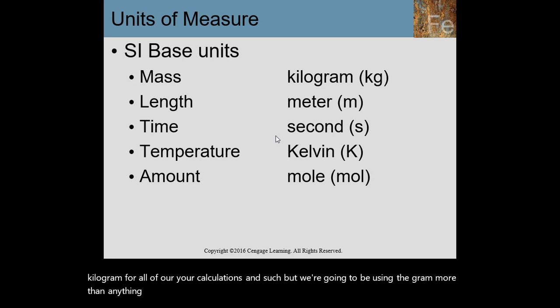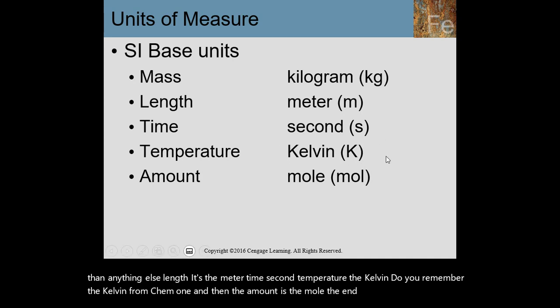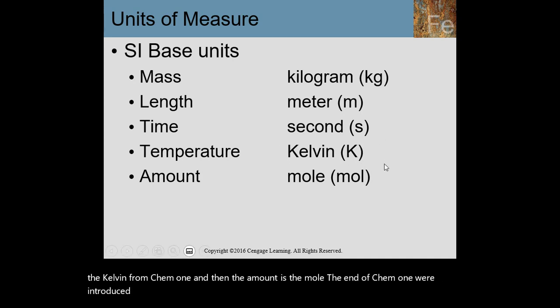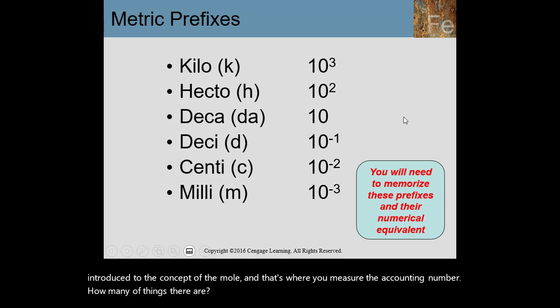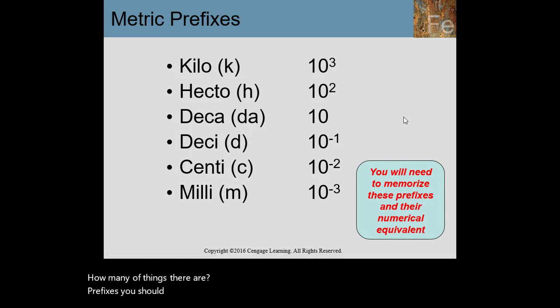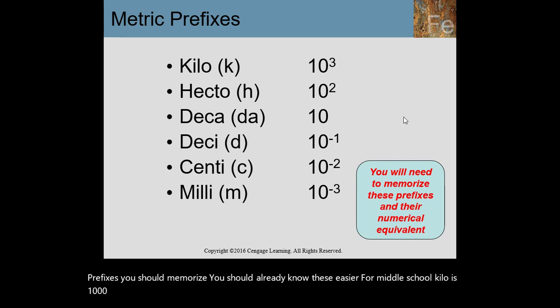Length, it's the meter. Time, second. Temperature, the Kelvin. Do you remember the Kelvin from Chem 1? And then the amount is the mole. At the end of Chem 1, you were introduced to the concept of the mole, where you measure the counting number, how many of things there are. Prefixes, you should memorize, or you should already know these. These are from middle school. Kilo is 1,000. Hecto is 100. Deca is 10. Deci is 1/10. Centi is 1/100th. And milli is 1/1000th.